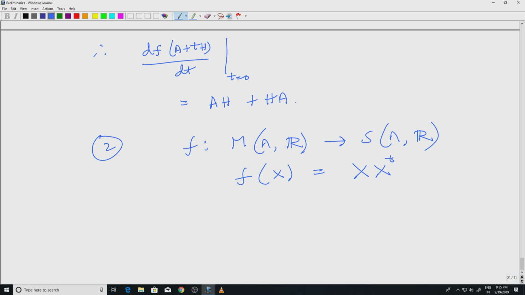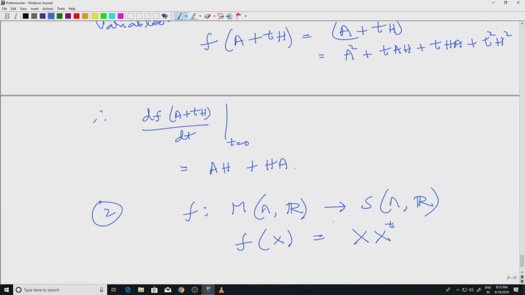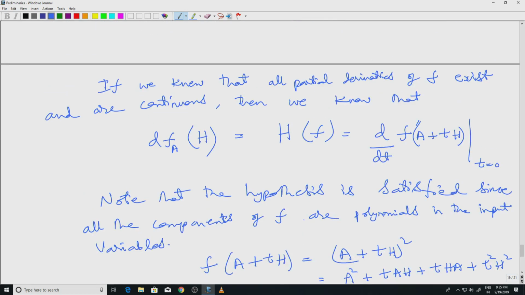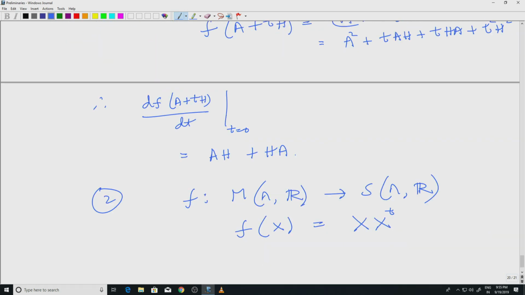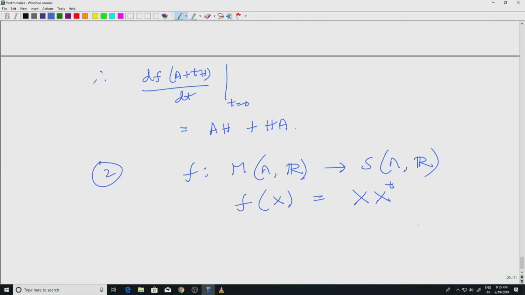And again, one can do the calculation with the directional derivative interpretation here as well, because the hypothesis is again satisfied. All partial derivatives of f exist and are continuous, because again the components of f are just polynomials in the input variables x_ij. So we can use them, and this time we find that df_a of h turns out to be a times h transpose plus h times a transpose. This formula I will use later on in the course. So this is the final.